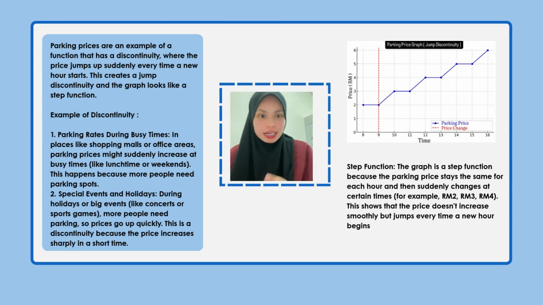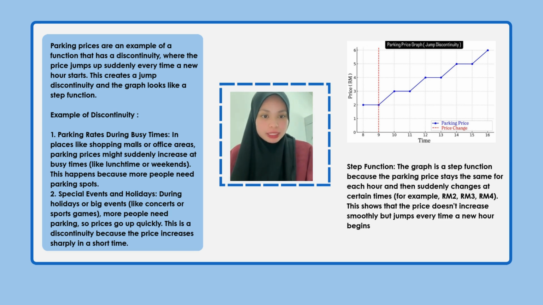Parking price is an example of a function that has a discontinuity where the price jumps up suddenly every time a new hour starts. This creates a jump discontinuity and the graph looks like a step function. Okay, so for the example, the first one is parking rates during busy time. In places like shopping malls or office areas, parking price might suddenly increase at busy times, like lunchtime or weekends. This happens because more people need parking spots.